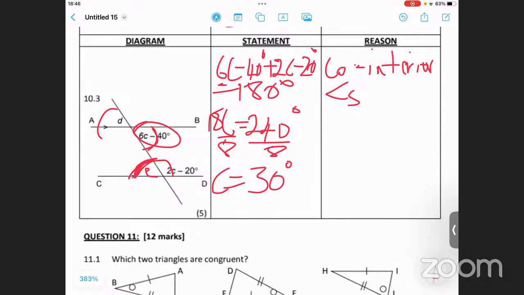Okay, cool. And do we have another way of doing it? Ma'am, we can say angles on a straight line. 2C minus 20 plus E is equal to 180. And we're going to say angles on a straight line. And what's another way of doing it?